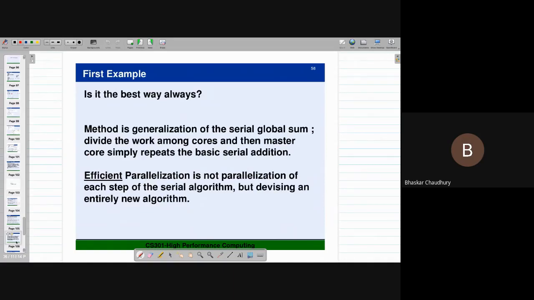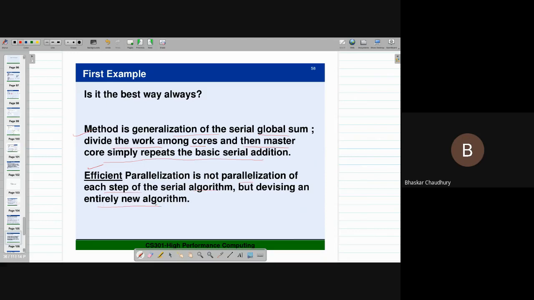So is it the only way to do this? This design that I have shown you, the parallel design, is it the only way, or is it the best design? Not necessarily. This method is a generalization of the serial global sum: divide the work among cores, and then the master core simply repeats the basic serial addition. So this is one design. The point is, efficient parallelization is not a parallelization of each step of the serial algorithm, but also devising an entirely new algorithm.